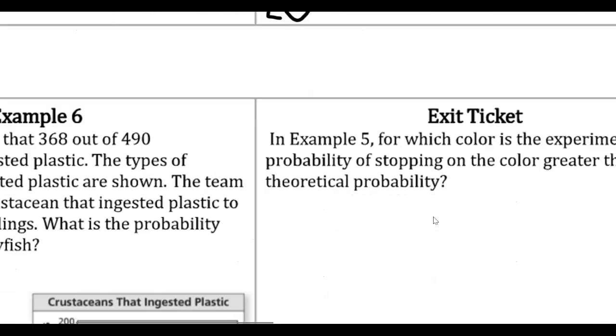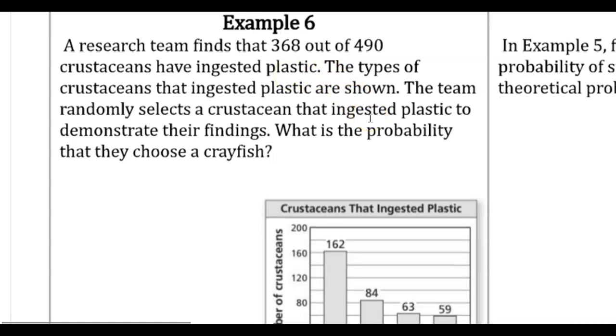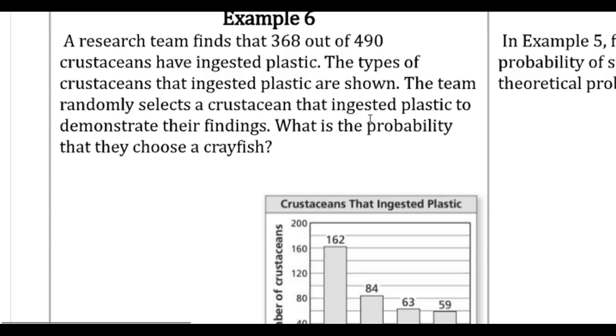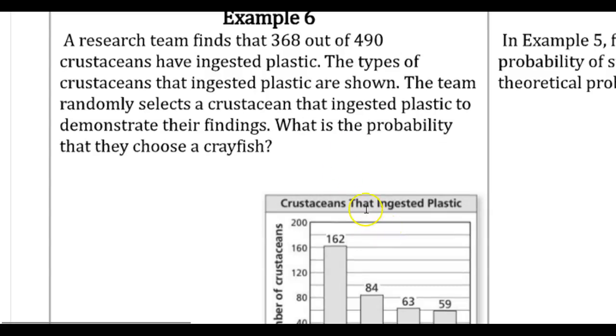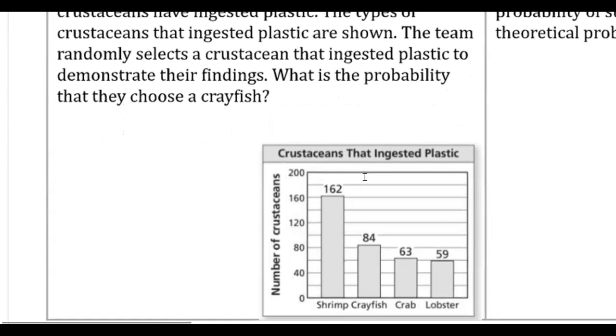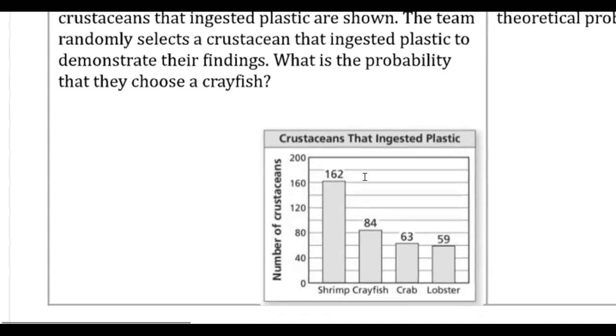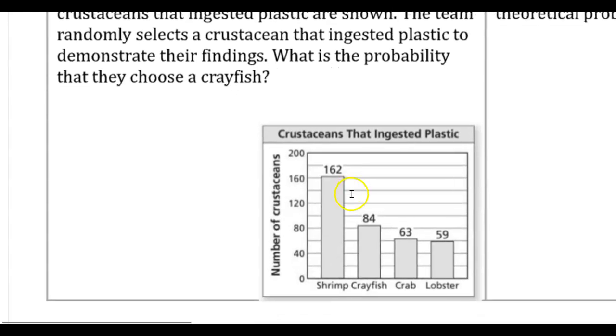All right, and then over here on example 6, our research team finds that 368 out of the 490 crustaceans have ingested plastic. The types of crustaceans that ingested plastic are shown on this chart. The team randomly selects a crustacean that ingested plastic to demonstrate their findings. What is the probability that they choose a crayfish? So they randomly select a crustacean from this table, and we want to know the probability that they choose a crayfish.